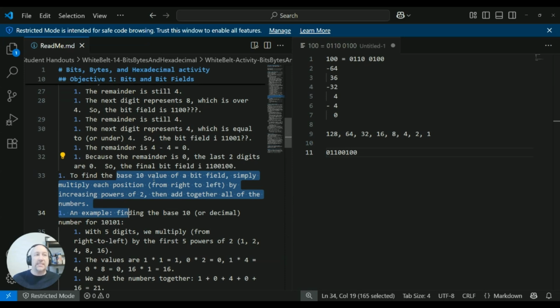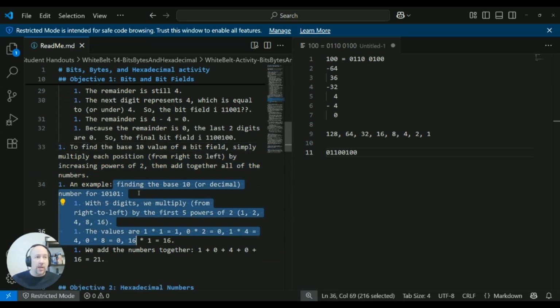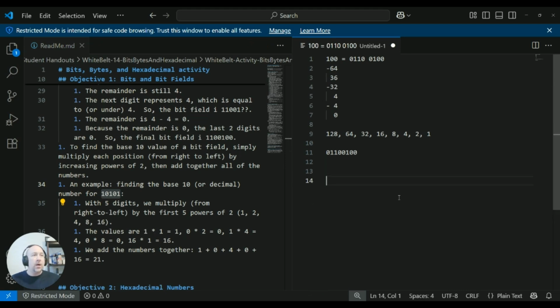So we're going to find the base 10 value of a bit field. Again, we're going to start off with a number. We'll say 10101 is what in decimal. So we're going to go back the other way. Looking at these values, there are 5 places: 1, 2, 3, 4, 5. So our placeholder values are 16, 8, 4, 2, and 1.